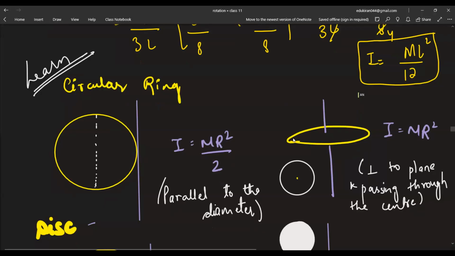Okay, in the last class, we started with moment of inertia. Different figures were there and different values of moment of inertia. Shaima, let's start with you. What is the moment of inertia for a disk when the axis is passing through the center and perpendicular to it? I equals mr square by 2. Correct. Very good, Shaima.